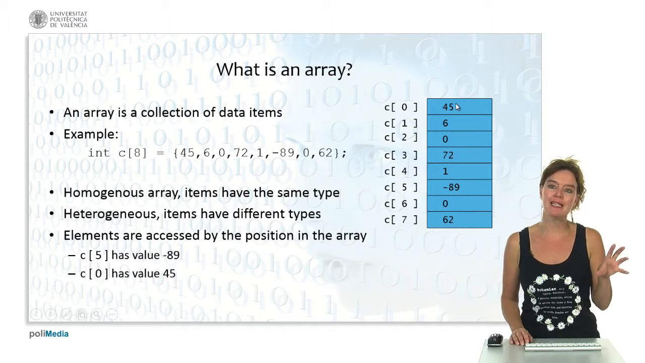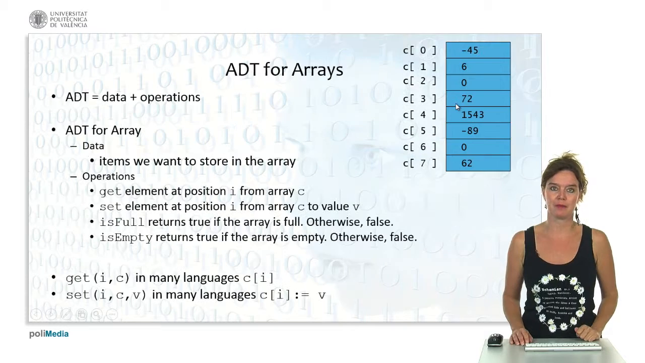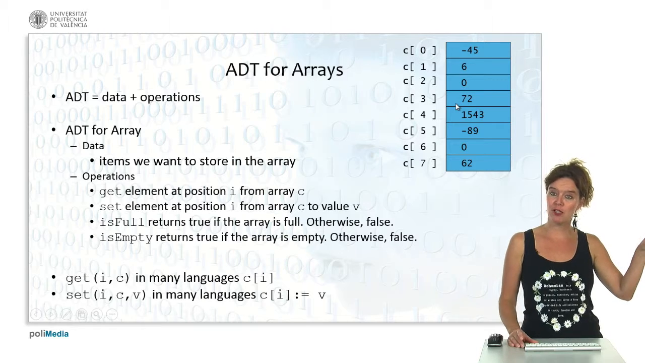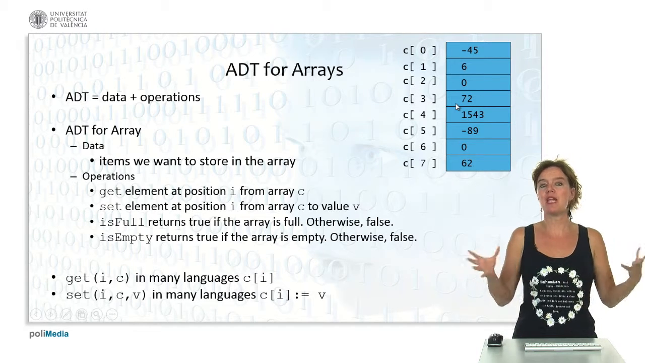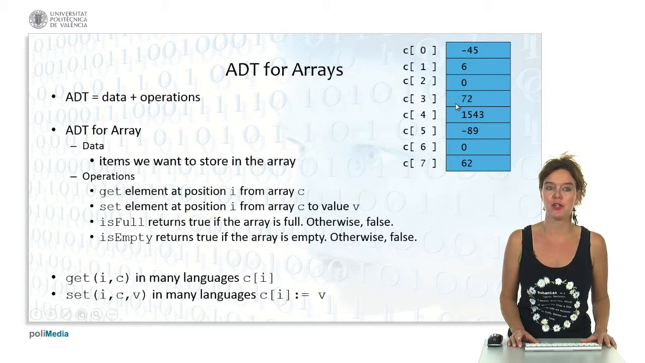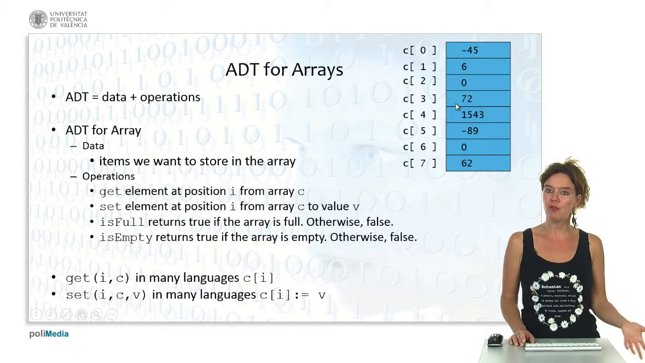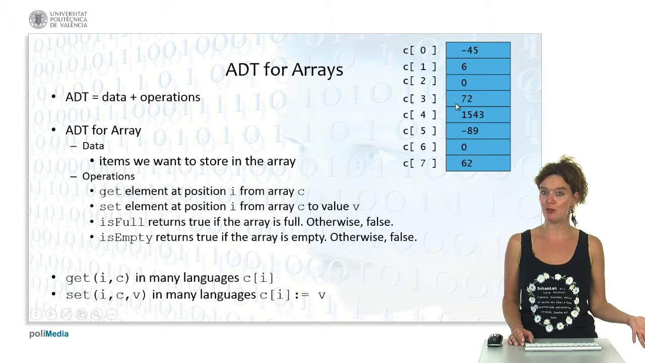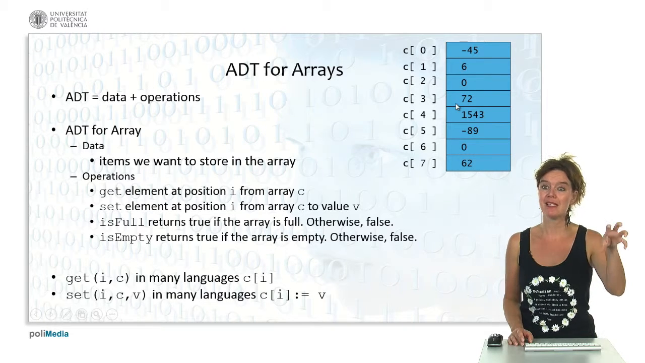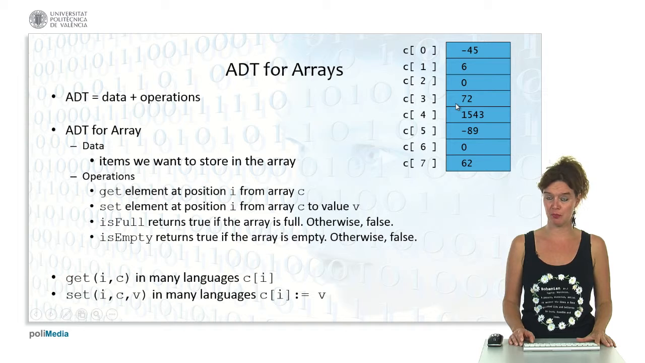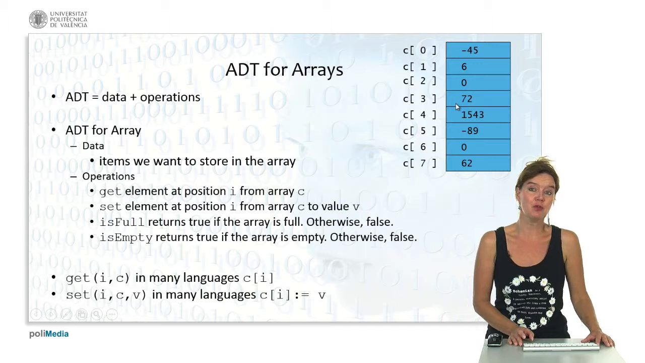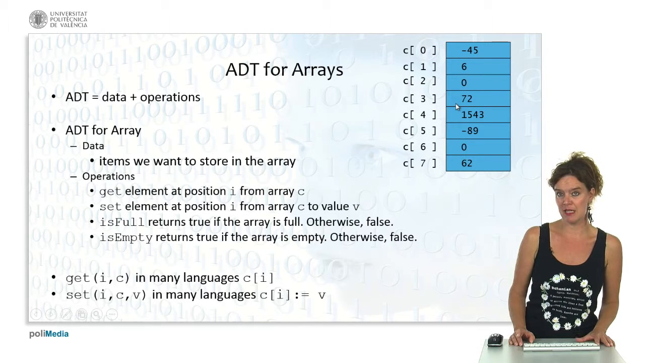So how can we make these arrays in object-oriented programming? We make an ADT, an abstract data type, with operations and data. The data is just the items you want to store in the array, which in this example are integers. So what are the operations? Well, you've already seen before that the main things we want to do with an array is get some element from a specific position and set some element in a specific position. And obviously it would also be handy to know if the array is full or if it's still empty and doesn't contain any elements.